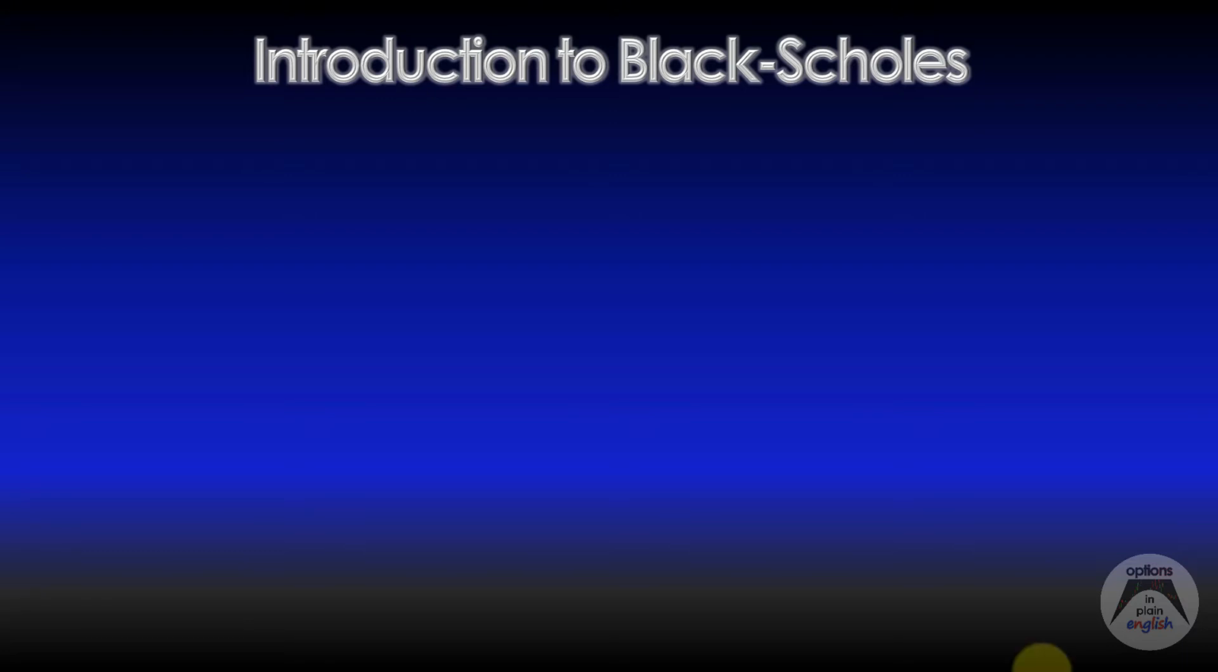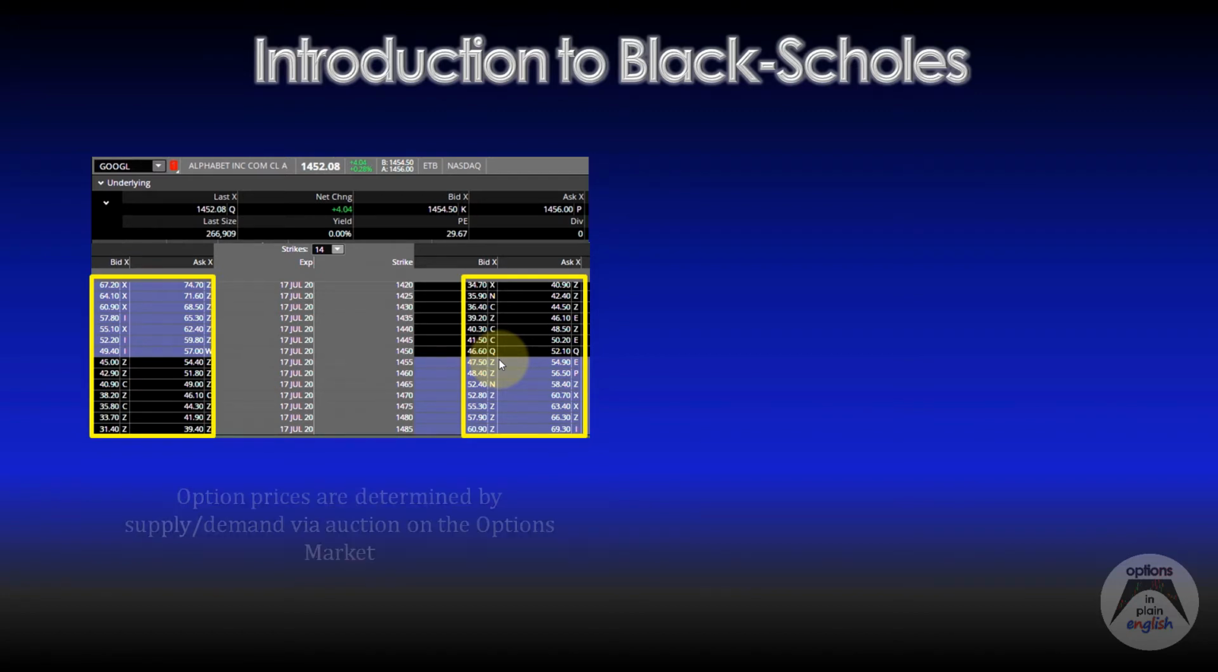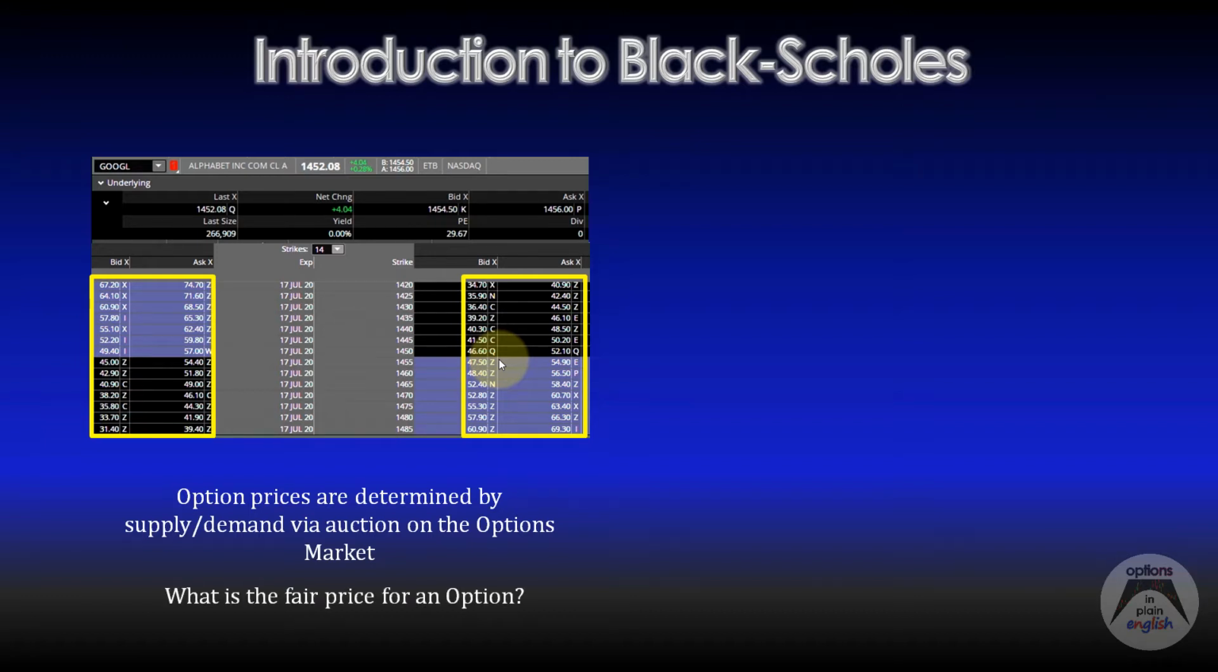When you go to your option trading platform and you see an underlying and you can see its options, all the different strike prices, puts, and calls, you can see the prices of those options, but who determines those prices? Option prices are determined by supply and demand via auction on the options market. So we know that those prices are determined by supply and demand. But what is the fair price for an option?